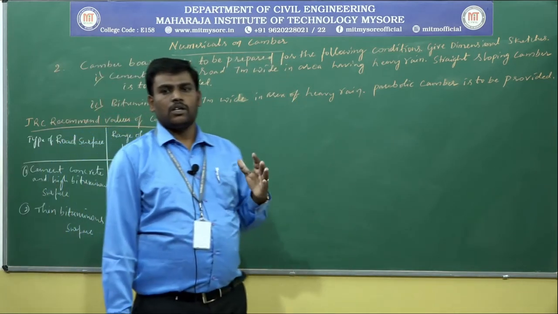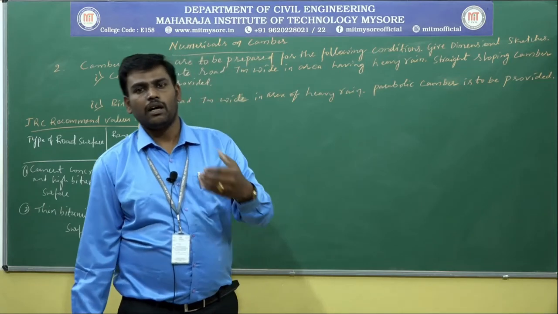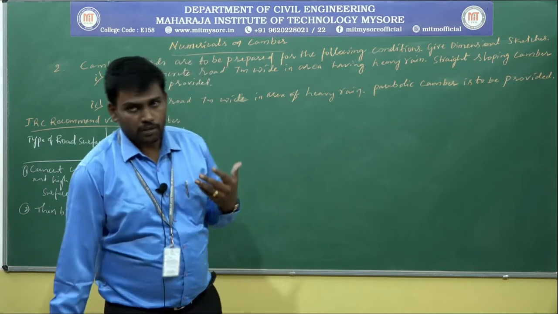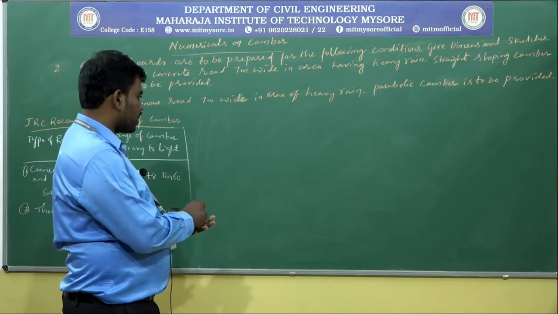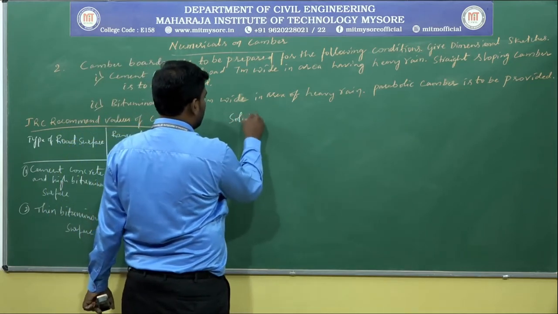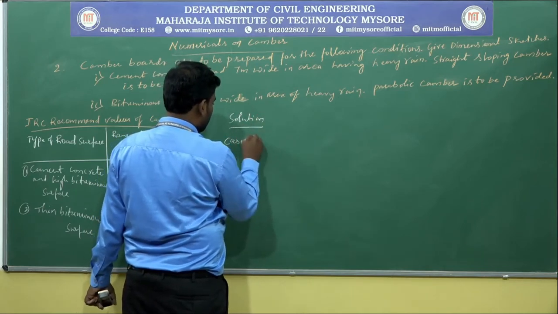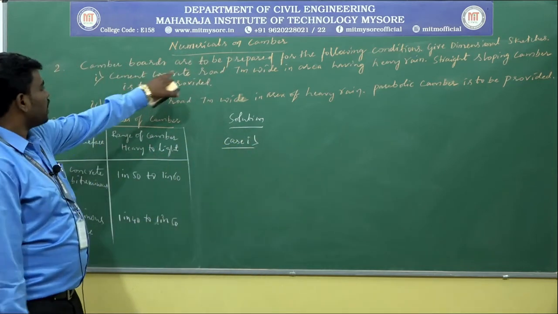It's very simple. You should first find out the height of the crown and give it with the help of dimensional sketches, that is, with the help of a figure. Is it clear? Okay, we'll take the first case. Solution, case number 1. So here we have a cement concrete road.